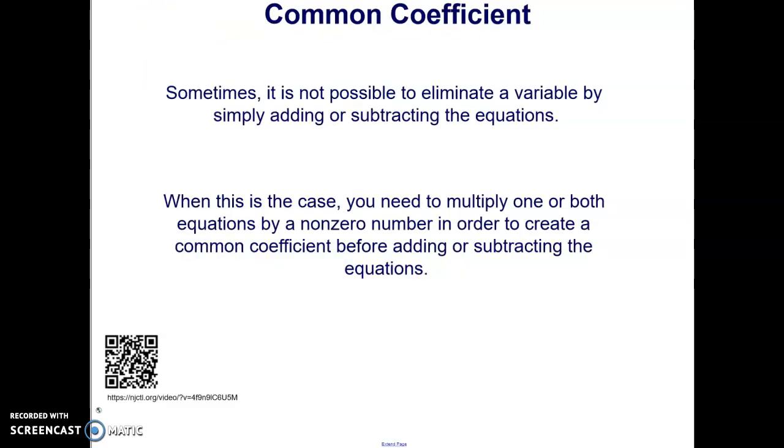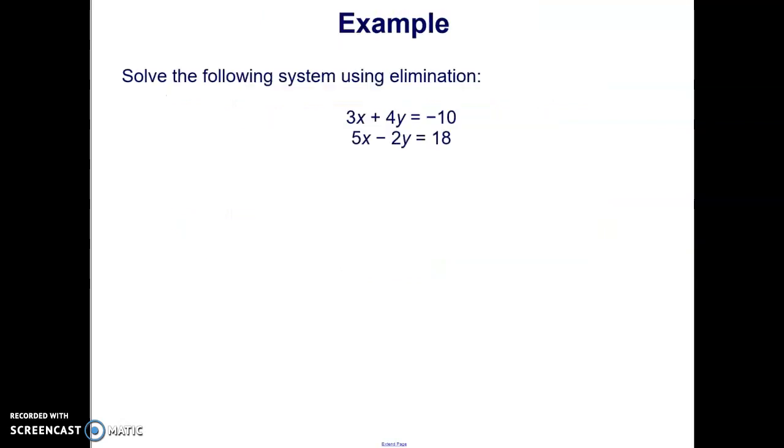So another way to say that is, all we've done before, we solved equations when we knew how to eliminate a variable by adding or subtracting. Sometimes that's not possible. When it's not possible to just add or subtract, what you have to do is multiply one or both equations by a new number in order to create a common coefficient. So what we're going to do today is modify one equation or two equations to make that common coefficient before we add or subtract to be able to continue solving. So let's look at how this works.